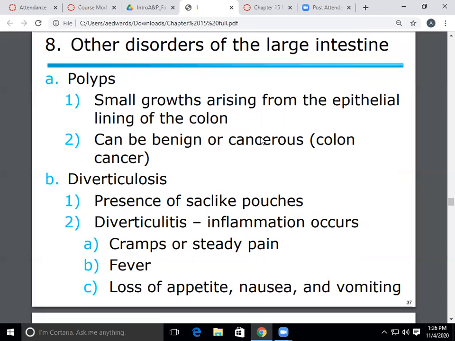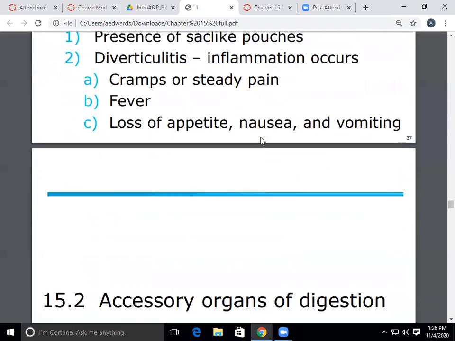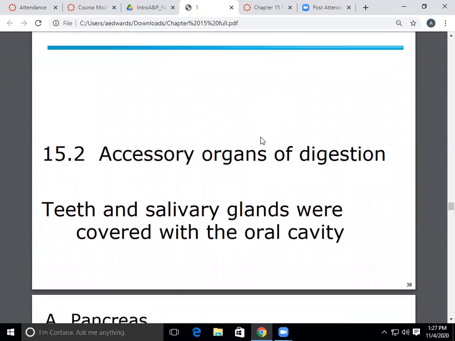All right, another disorder is diverticulosis. Here you get these sac-like patches that develop. Okay, kind of a derivative of this is diverticulitis, where there's some inflammation associated with steady pain and cramps, fever, vomiting, nausea, loss of appetite. All right. So we've covered some of the primary organs of digestion, let's start talking about some of the accessory organs.